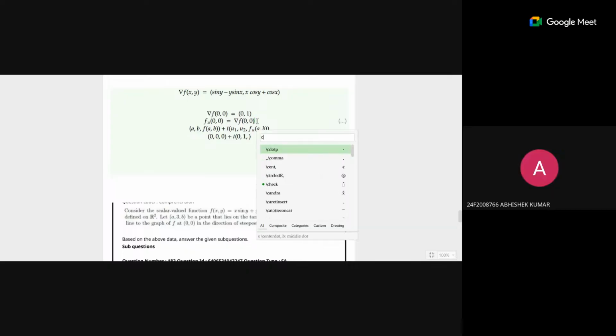So what is this value? First you have to find the gradient, right? Gradient at 0 comma 0 is 0 comma 1, dot u. And what is u here? Basically u is the steepest ascent direction, 0 comma 1 at 0 comma 1. So 0 comma 1 dot 0 comma 1. So we'll get 1.